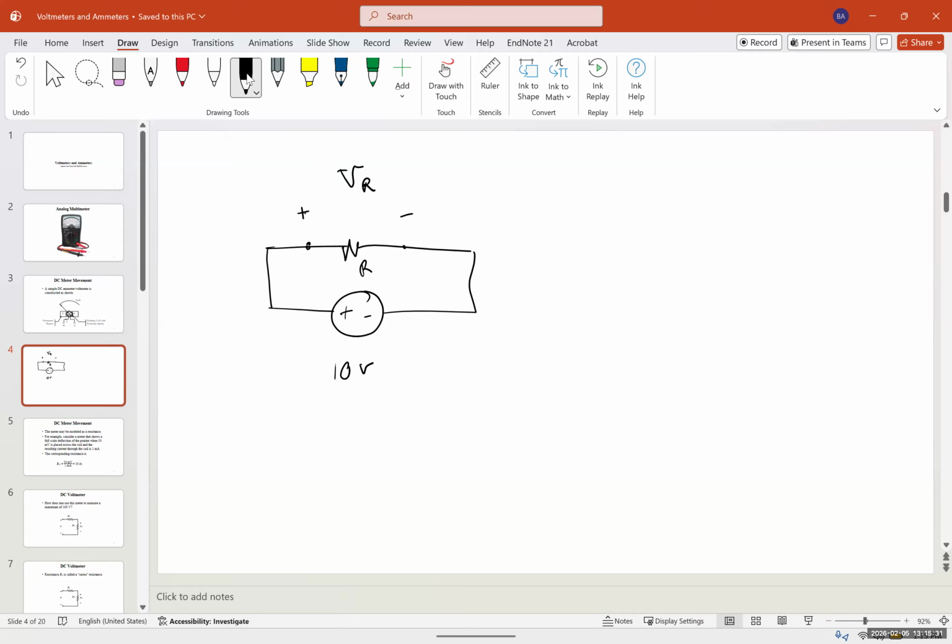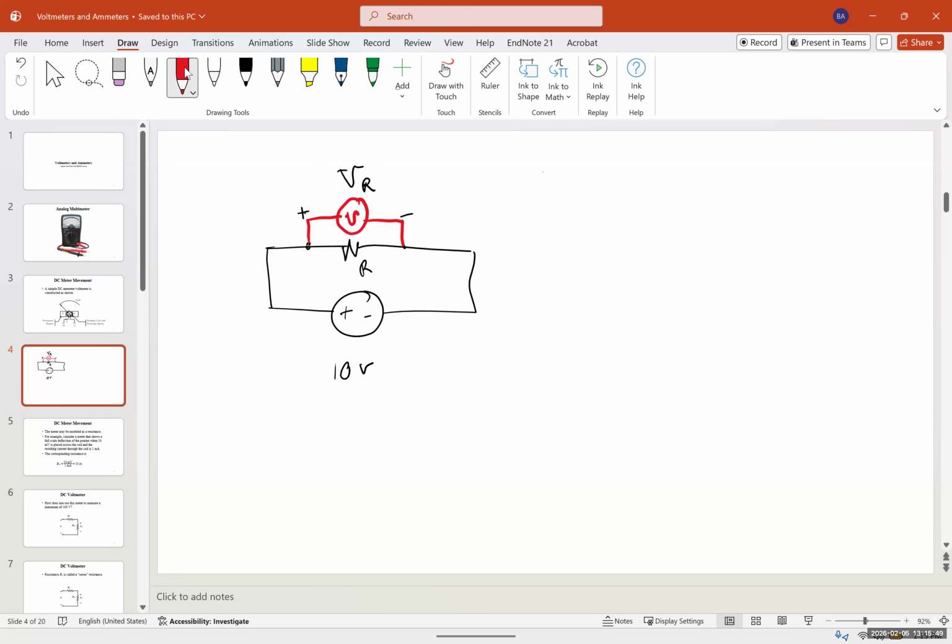Where should I put my voltmeter? Across the element you're trying to measure. Perfect. I have to put it in parallel with the element that I want to measure its voltage. So a voltmeter must always be in parallel with the element that I want to measure its voltage.